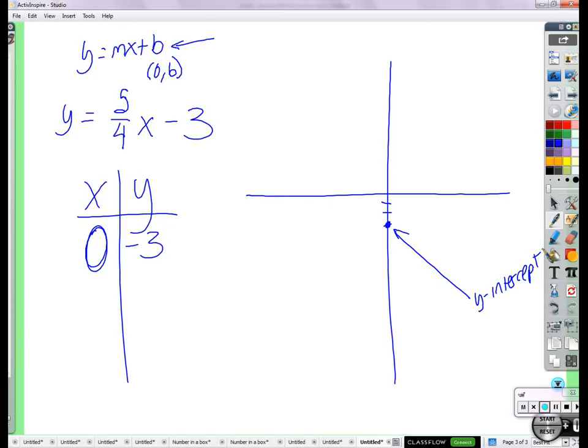So, 0, b, right? 0, comma, that guy right there, because that guy's not multiplied by x, and when we plug 0 in for x, this goes to 0, and all we're left with is b.